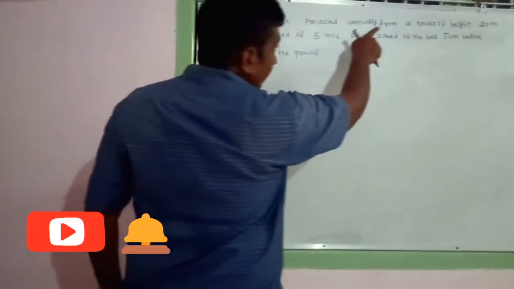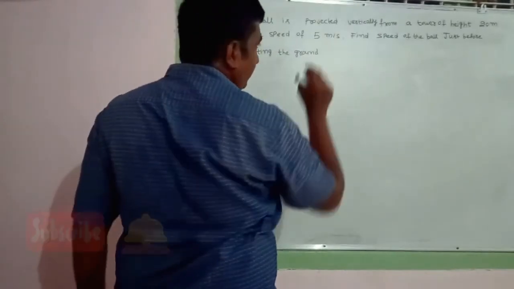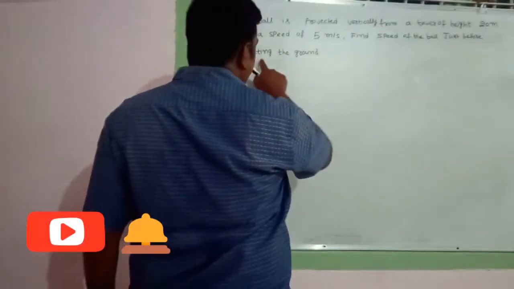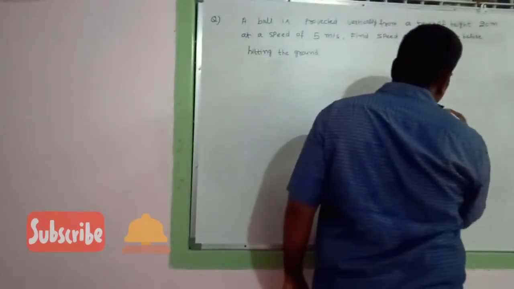Okay, next question is related to this only. A ball is projected vertically from the top of a tower of height 20 meters at a speed of 5 meters per second. Find the speed of the ball just before hitting the ground.